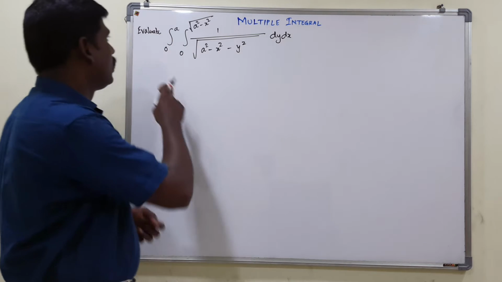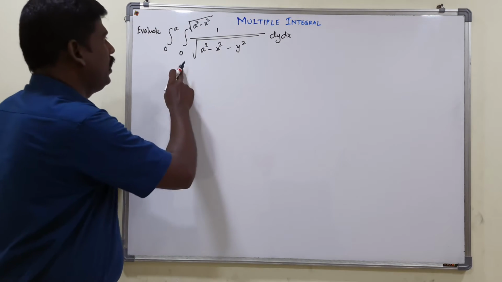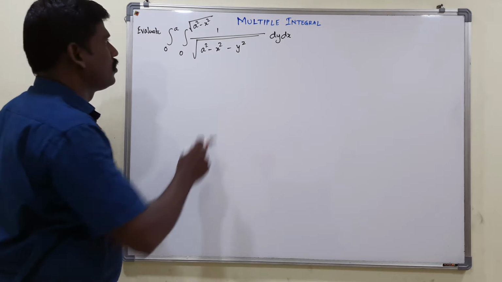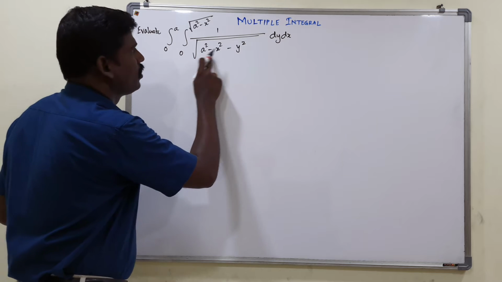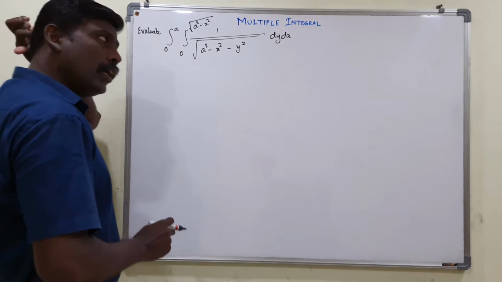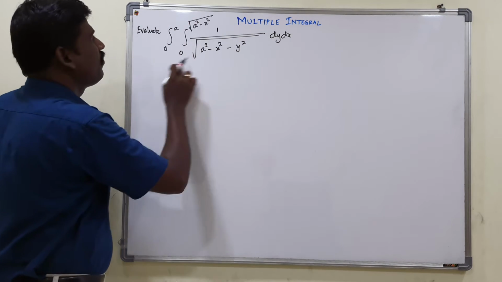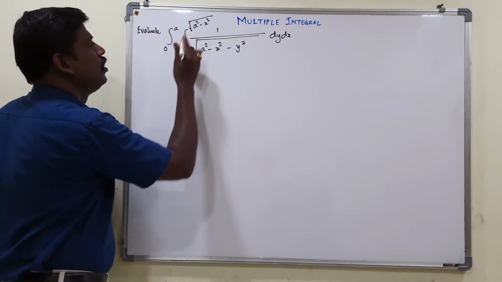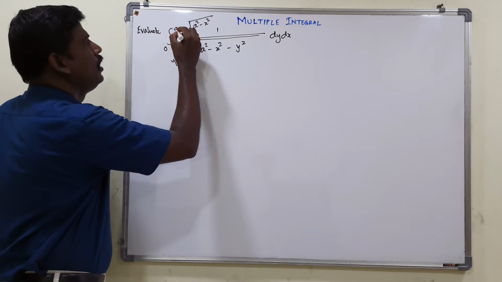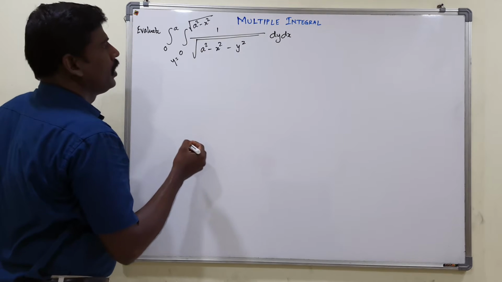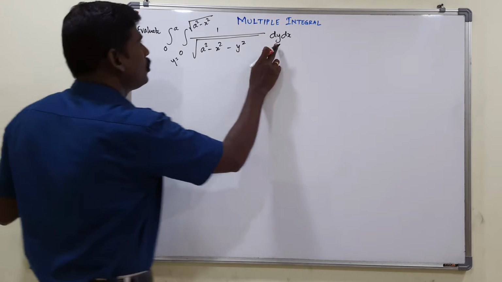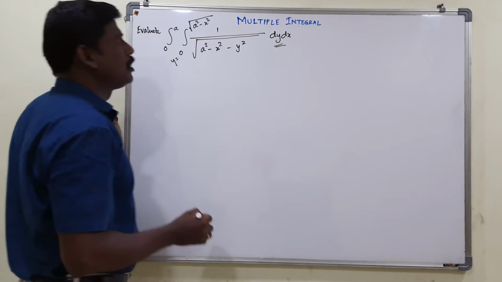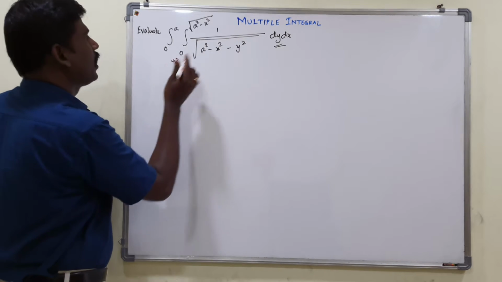Let us take the problem: evaluate the integral from 0 to a, integral from 0 to root of a square minus x square, of 1 by root of a square minus x square minus y square. Look at the region of integration. It is a function of x, so we have to treat this as the limit for y. Here also the integral with respect to y comes first, so the given integral is in correct form.